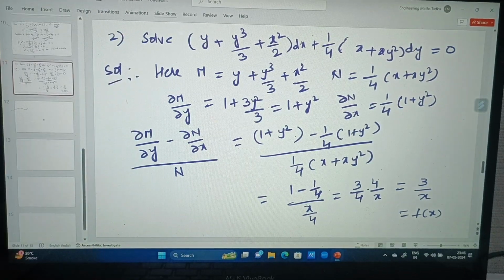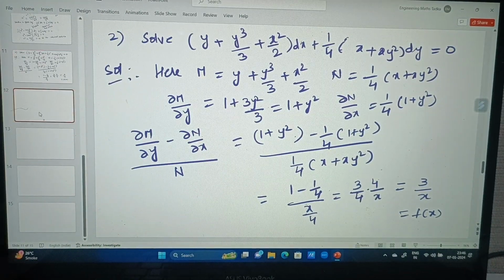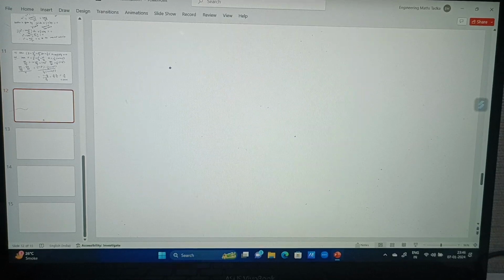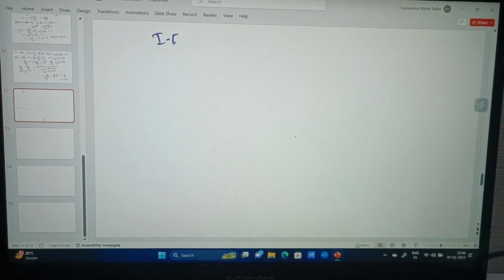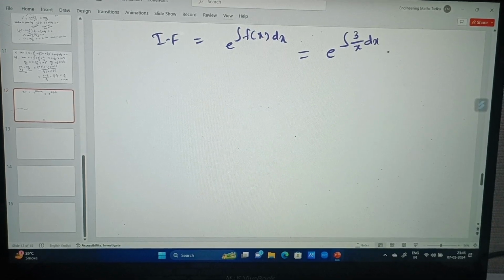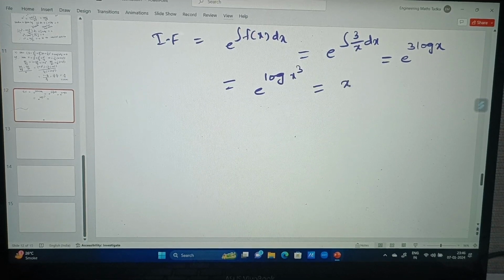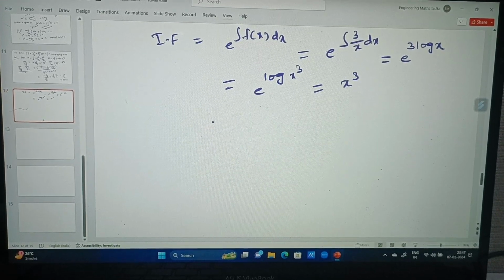Therefore, how do you proceed? You will be writing the next step as the integrating factor. What formula have you learned for the integrating factor? e to the power integral f of x dx. What is it? It is nothing but e raised to integral 3 by x dx, which is equal to e raised to 3 log x. How do we write e raised to 3 log x? It can be written as e raised to log x cube, which can further be written as x cube. Therefore, we got the value of the integrating factor as x cube.